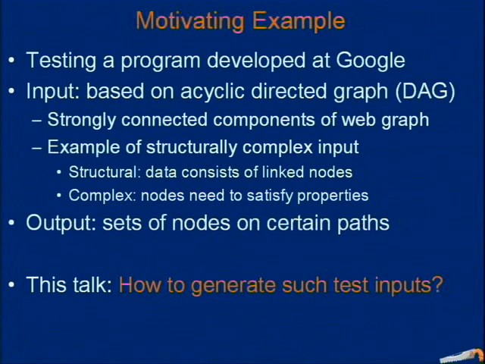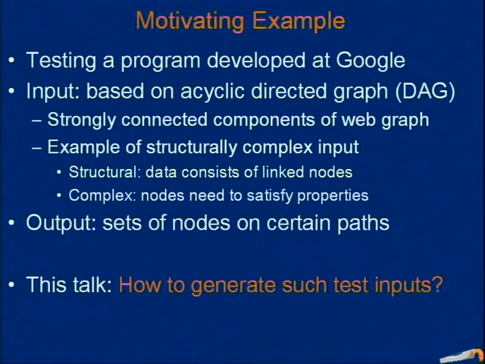What this particular program does is that as input, it takes some acyclic directed graphs. These graphs represent the web. So they start from a web graph, where the nodes are sites and the edges are links. It has a pre-processing step and reduces the strongly connected components. So eventually, one ends up with directed acyclic graphs. And basically, what I'll be talking about in this talk is how to generate such inputs.